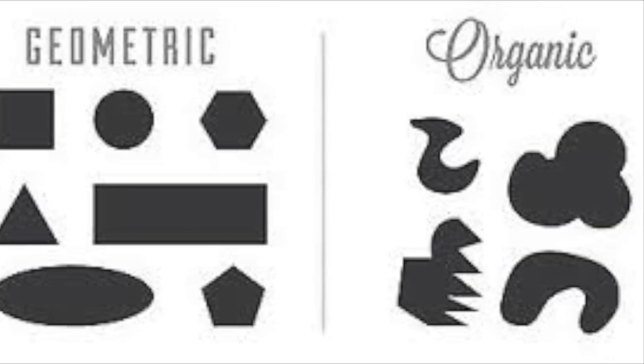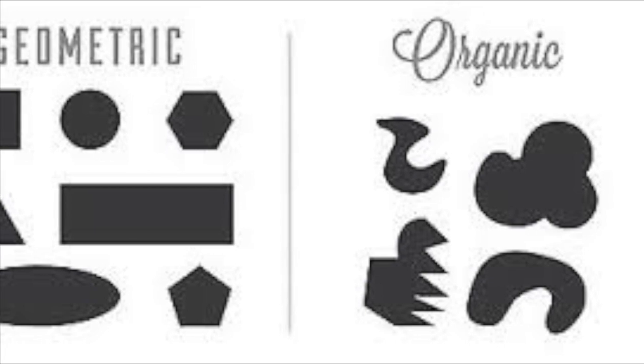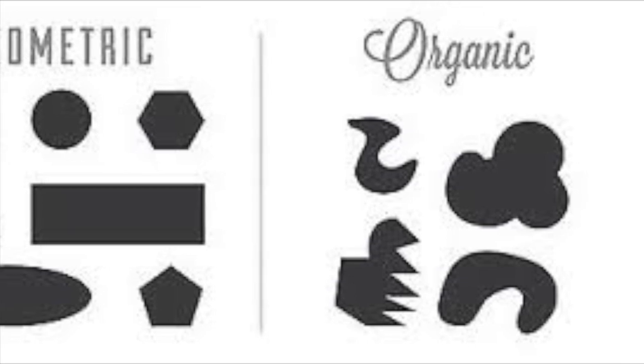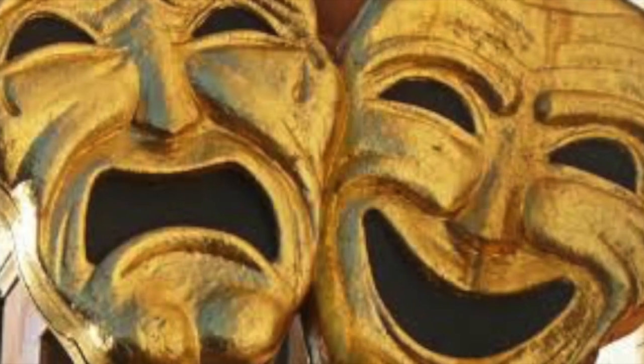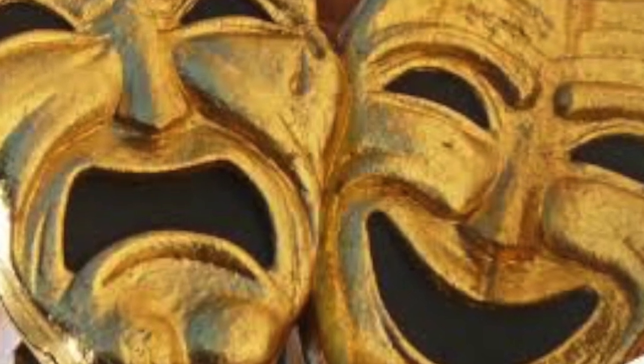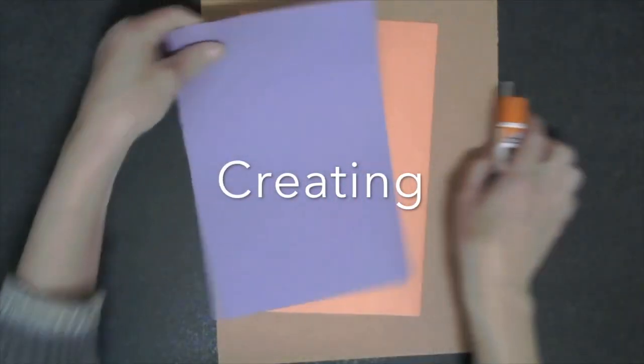Geometric shapes are shapes like squares, triangles, and rectangles. Organic shapes are shapes from nature. Masks can also show emotions such as sad or happy, or even anger. Today we're going to create our own emotional masks using shape.